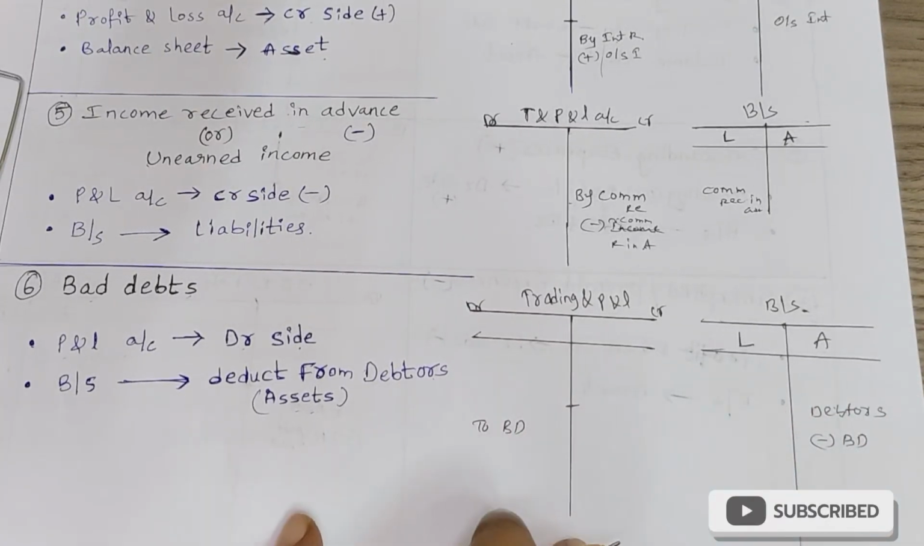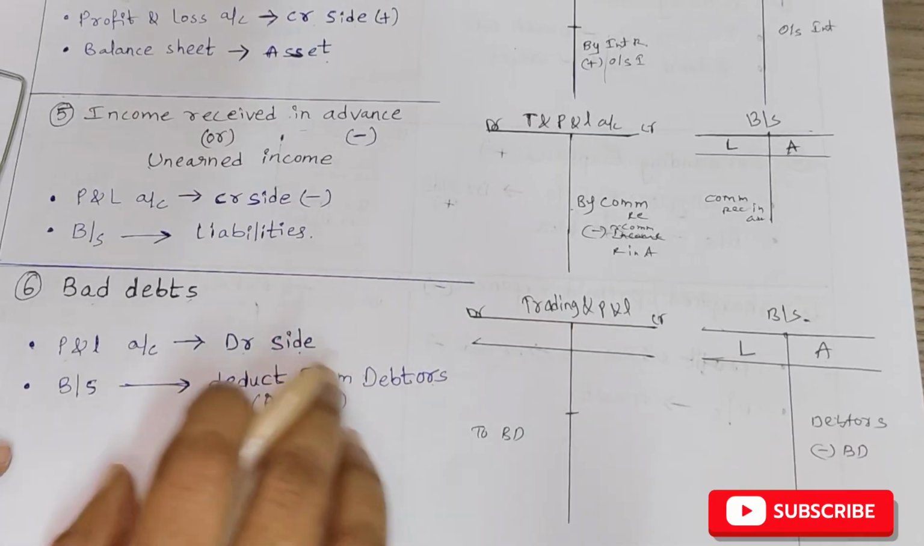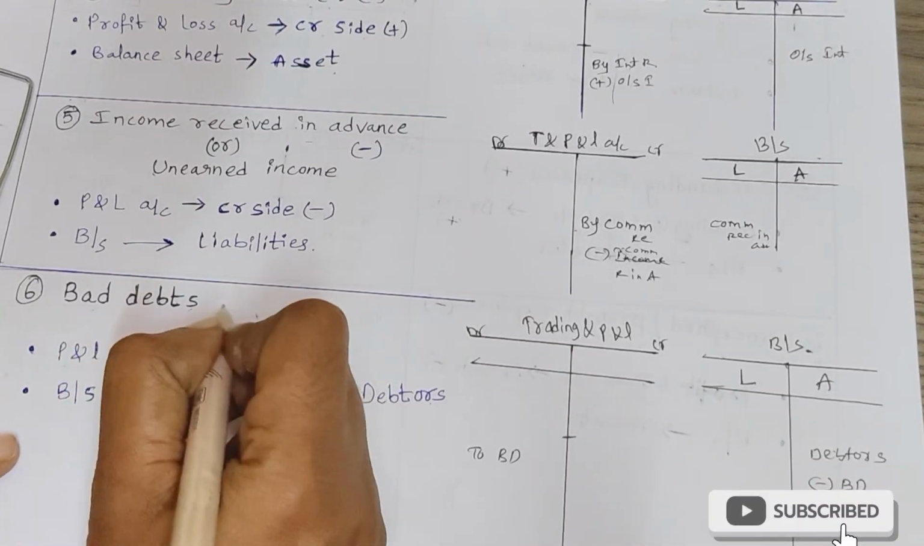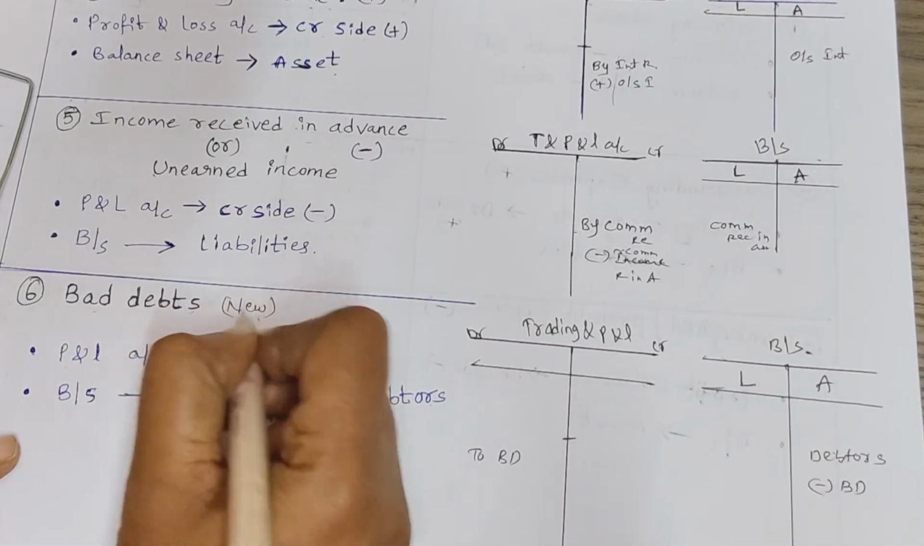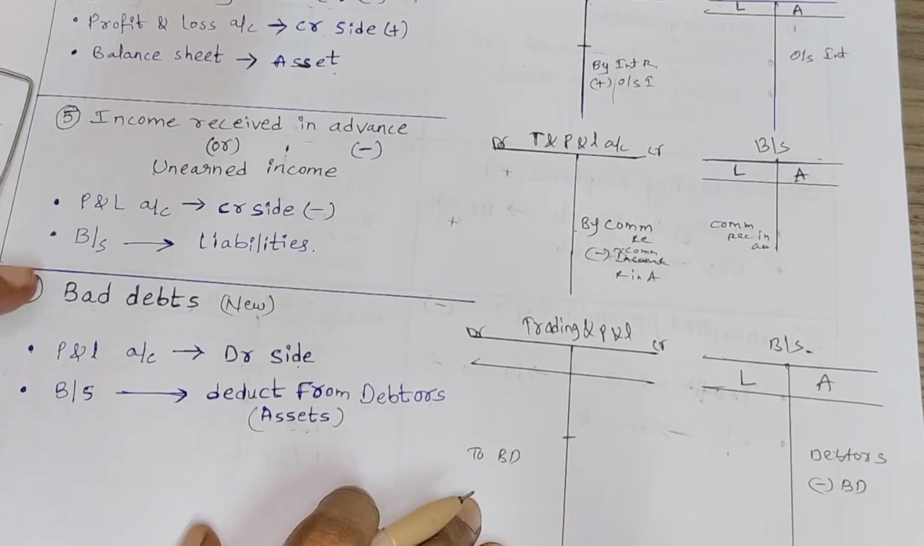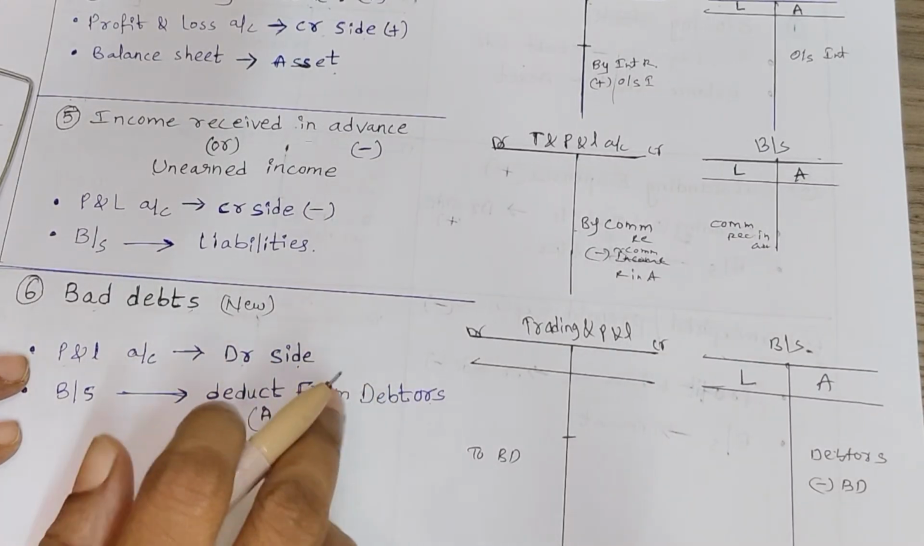Here we have to learn one more point. Bad debts in the adjustments are called new bad debts. It is also available sometimes in the trial balance. If you have bad debts in the trial balance, that should be called old bad debts. If you have old bad debts, that will appear only one time.